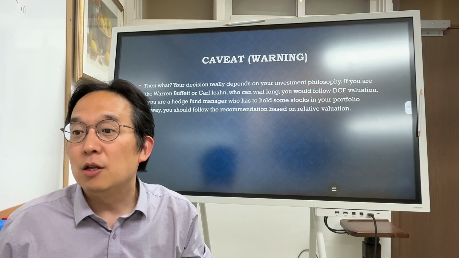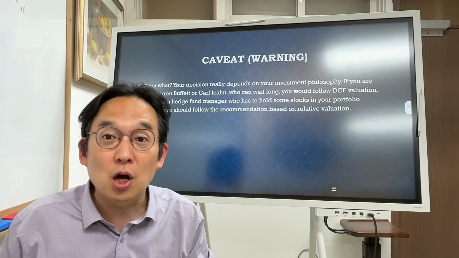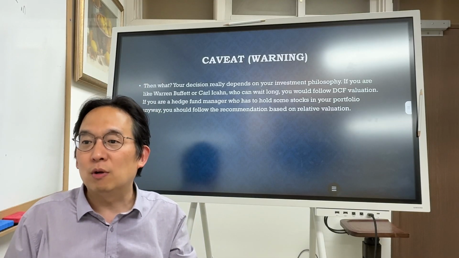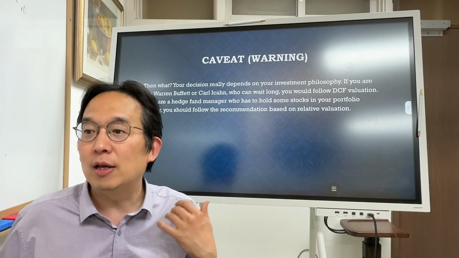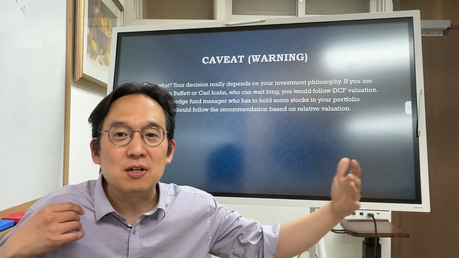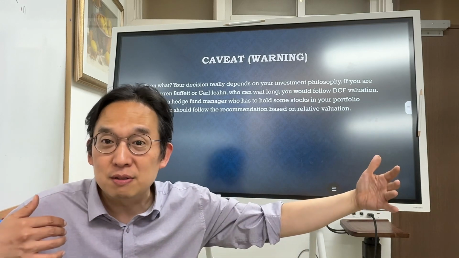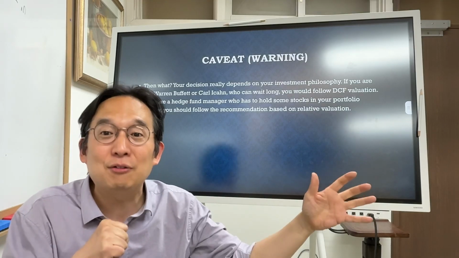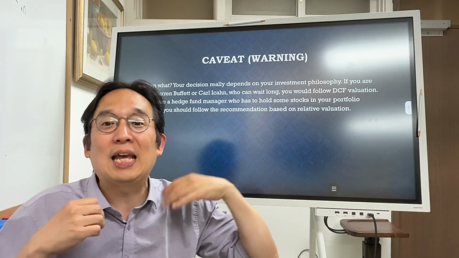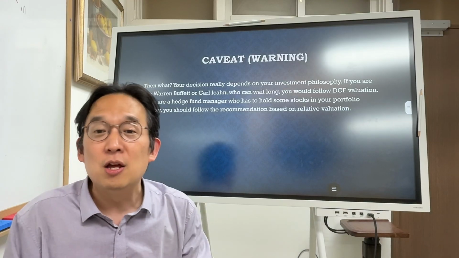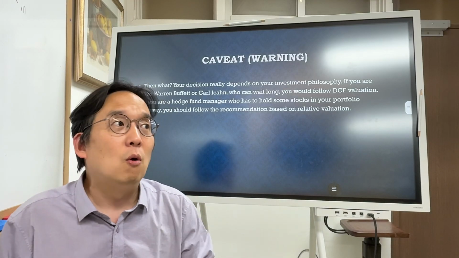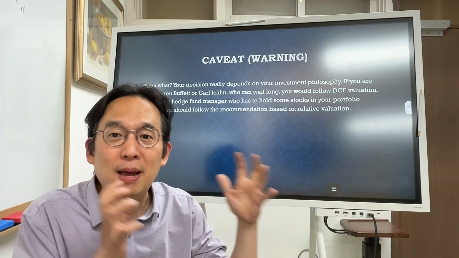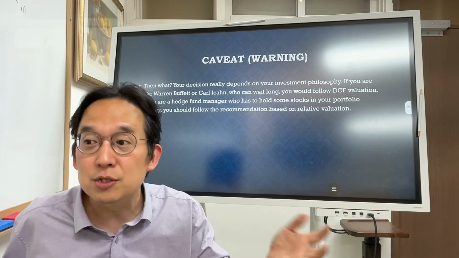Okay, then what? Your decision really depends on your investment philosophy. Okay, if you are like Warren Buffett or Carl Icahn, who can wait many years, 3 years, 5 years, can buy and hold, and then you can kick out the management, and you can be the catalyst of change, right? You are a private equity manager or venture capital kind of, right? You can really affect the manager. Then DCF is your way to go.